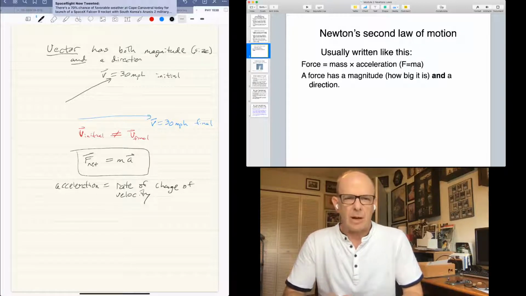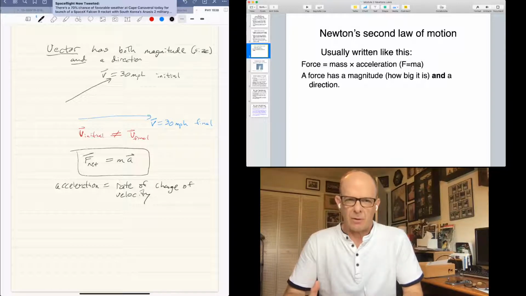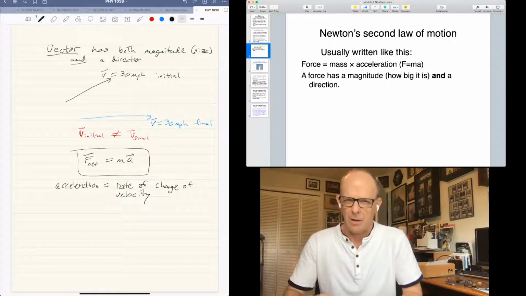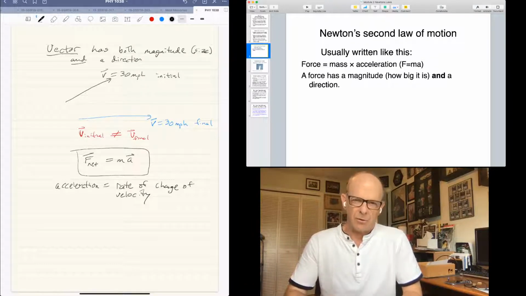Why are these a little bit counterintuitive? Well, in our everyday experience, things tend to come to a stop. And that's because in our everyday experience, we always have a force acting on things that we sort of take for granted and we don't really think about. And that force is friction.